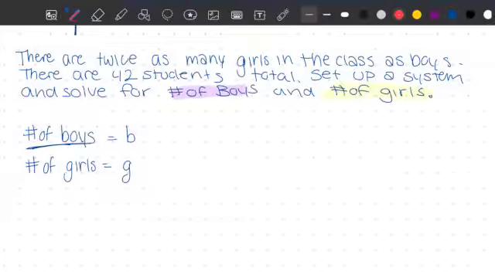Now we can write our equations. So we're going to use the information in the question, and we're going to start by reading that first sentence. The first sentence says there are twice as many girls in the class as boys. So I'm going to write that out. 2G equals B. Is that correct?